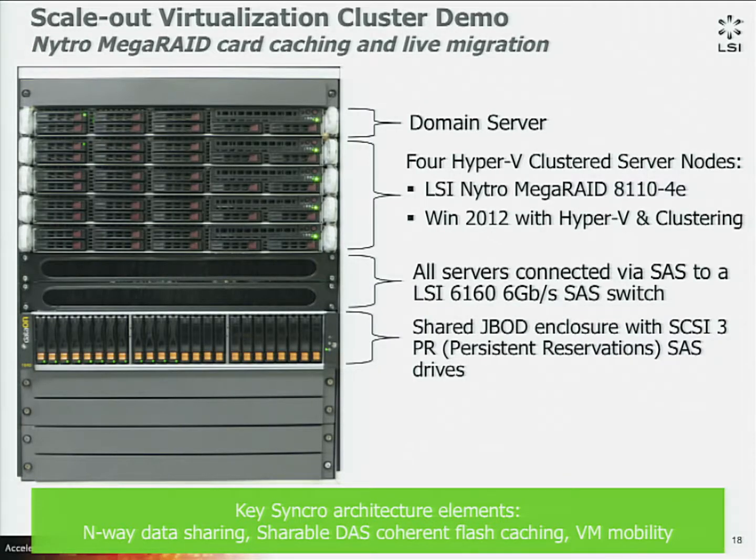Another demo that we have is what we're calling scale-out virtualization. This is really bringing in our Nitro MegaRAID technology, and Nitro MegaRAID is all about caching and application acceleration. In this demo, we actually have 4 server nodes, each with an LSI Nitro MegaRAID controller with built-in cache, running Windows, and they're all connected to a common JBOD through a SAS switch. In this case, what we're demonstrating is the performance improvement that you get with caching using our Nitro adapters, and we're demonstrating VM migration across the servers. So once again, that's 4 servers connected to common storage, and we're able to migrate VMs across the pool of 4 servers.